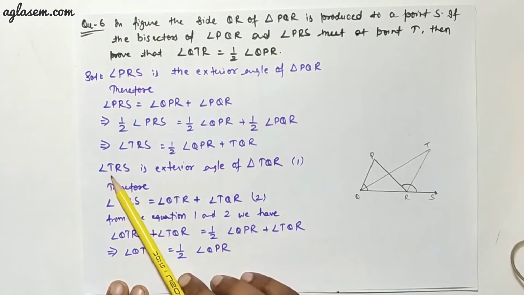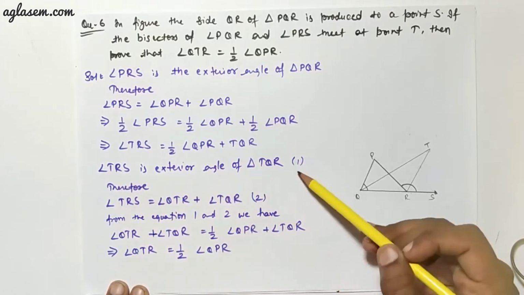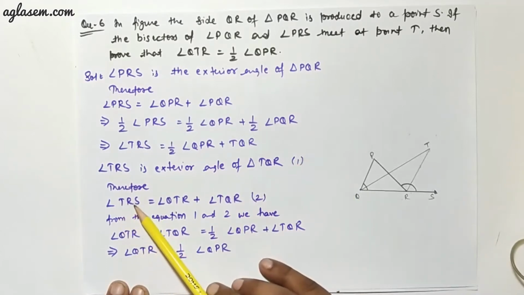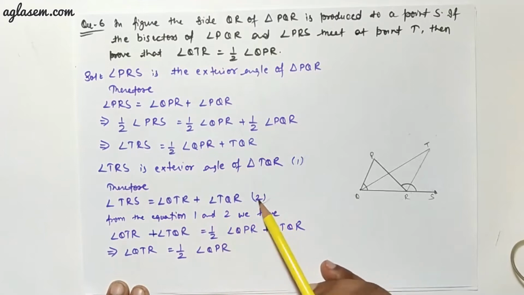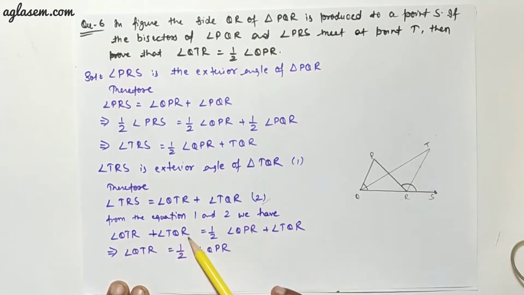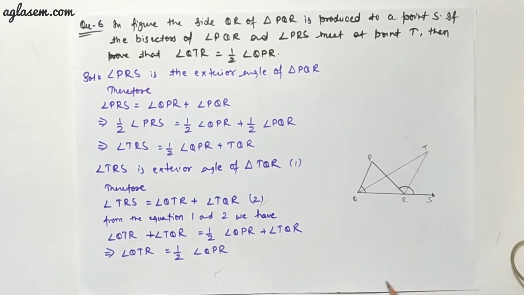Angle TRS is the exterior angle of triangle TQR. Therefore angle TRS is equal to angle QTR plus angle TQR, that is the second equation. From equations 1 and 2 we have angle QTR plus angle TQR is equal to 1 upon 2 angle QPR plus angle TQR, so angle QTR is equal to 1 upon 2 angle QPR. So hence it is proved that angle QTR is equal to 1 upon 2 angle QPR.